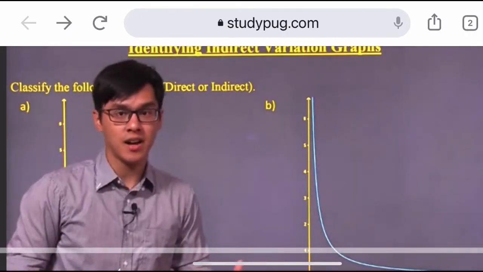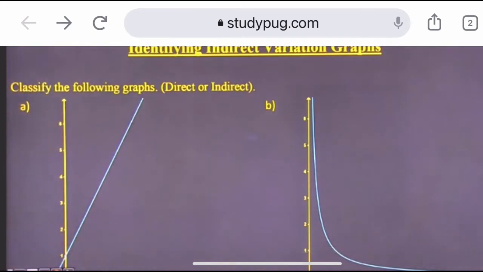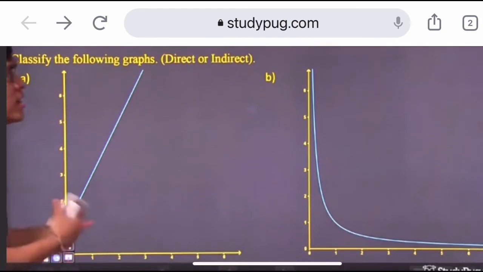Now, to identify direct and indirect variations on a graph. Here we have parts A and B. We want you to classify the following graphs as well. So determine if each is a direct or indirect variation.